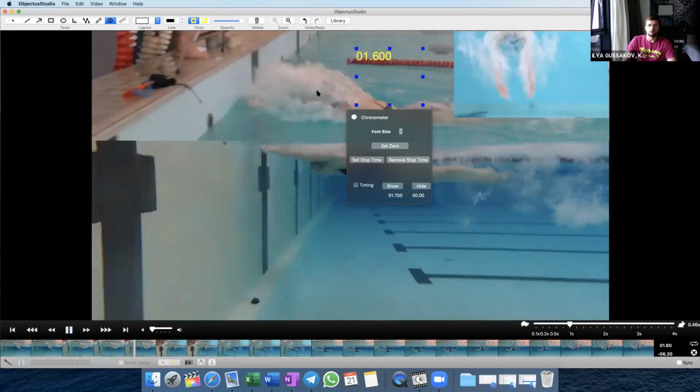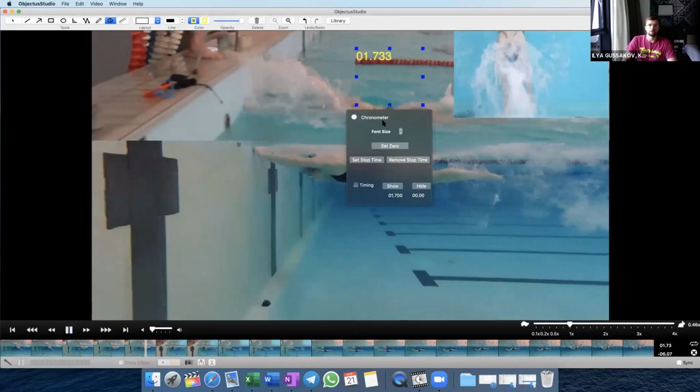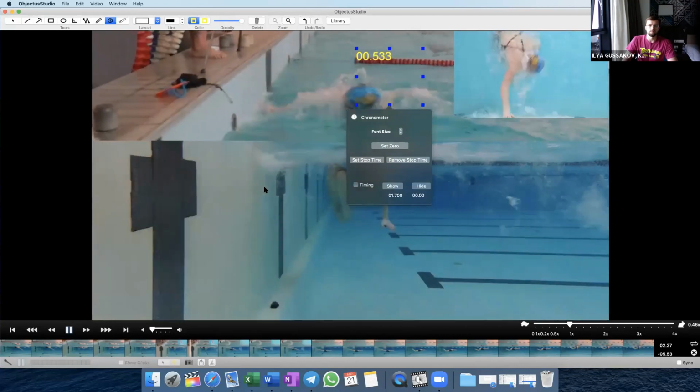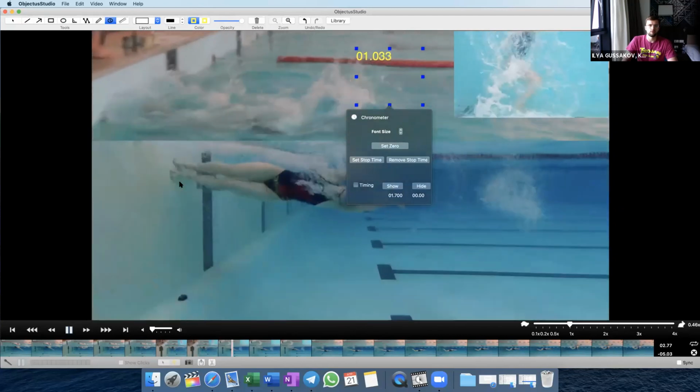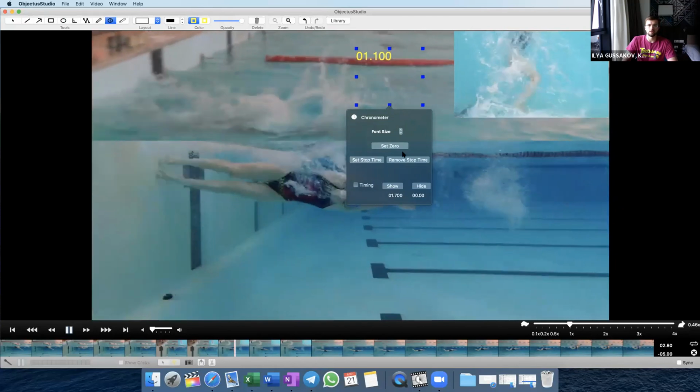So let me measure her. This is her touch. And then when she pushes, let's say this is the push, 1.10. 1.10 is a good turn. It's a good turn for practice.